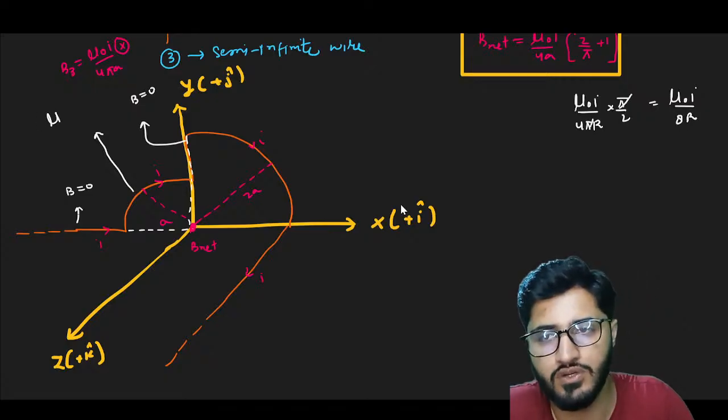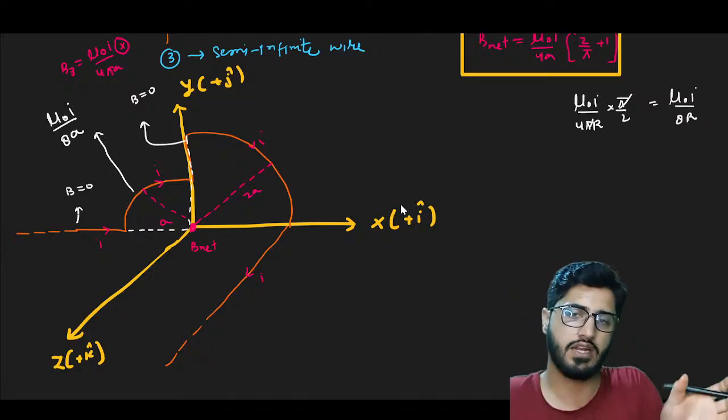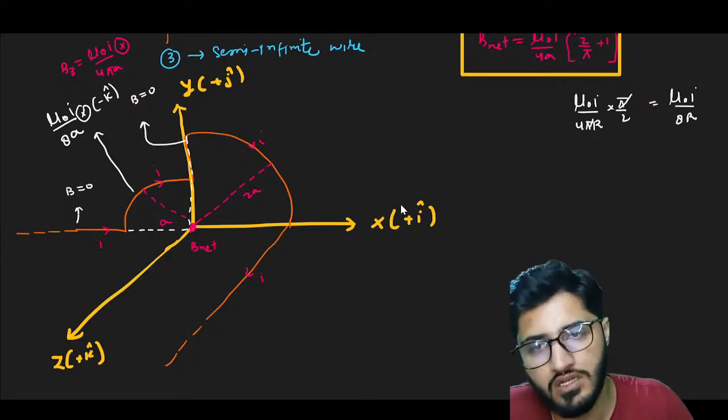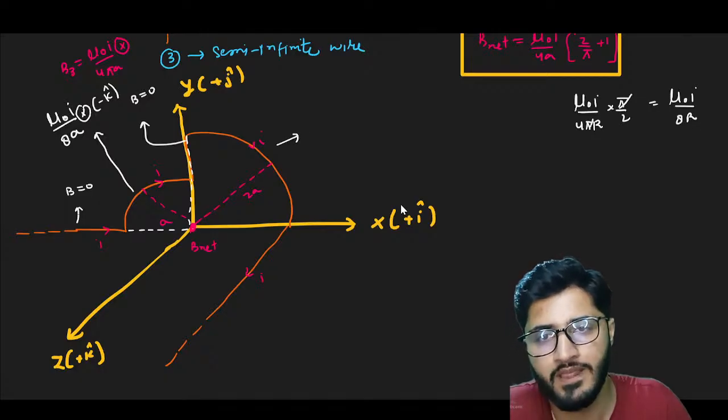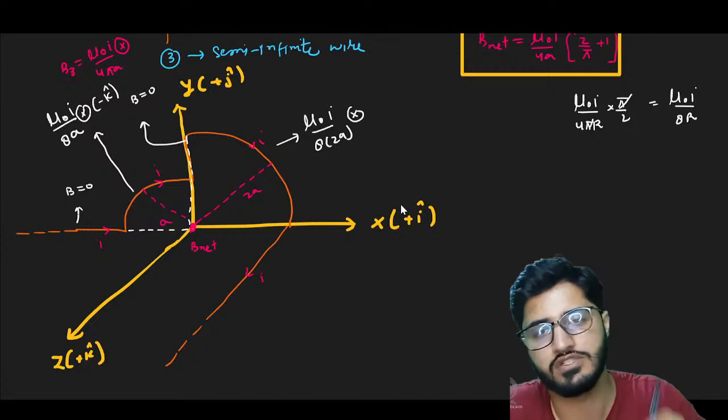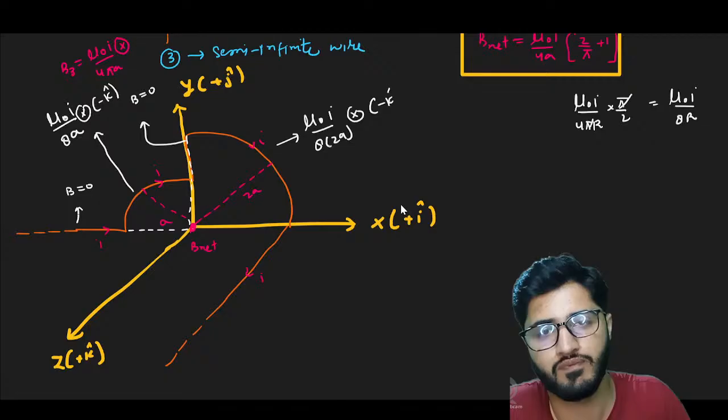I can write it as mu naught I divided by 8r, or 8a. And it would be inverse. Inverse means cross, which simply indicates minus k cap. Okay. This one is in the same quadrant. I can write mu naught I divided by 8, but we have 2a now. It would be inverse also. Inverse, yes. Inverse means minus k cap.